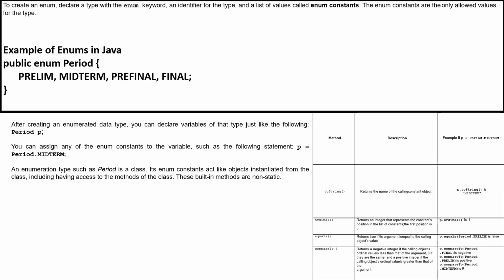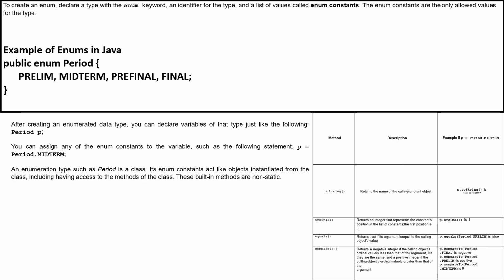To create an enum, declare a type with the enum keyword, an identifier for the type, and a list of values called enum constants. The enum constants are the only allowed values for the type. See the example below. After creating an enumerated data type, you can declare variables of that type just like the following: Period p. You can assign any of the enum constants to the variable, such as the following statement: p = Period.MIDTERM. An enumeration type such as Period is a class.